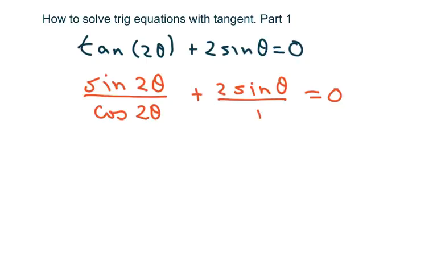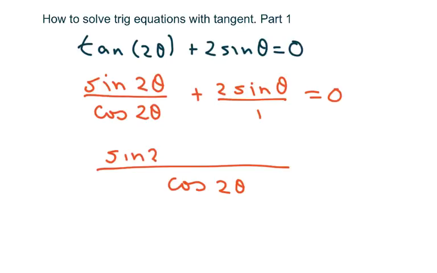Then my common denominator is going to be cosine of 2 theta. So basically you just cross multiply and you're going to get sine of 2 theta plus 2 sine of theta cosine of 2 theta. Alright, the next thing I'm going to do is factor out a 2 sine.